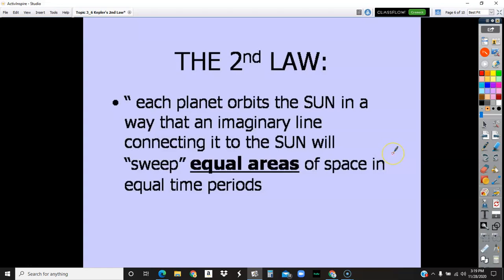All right, so this is Kepler's law in terms of what he put it in terms of, and then I'm going to put it in easier terms. It was called the equal areas law. And so what he said was each planet orbits the sun in a way that an imaginary line connecting it to the sun will sweep or cover equal area of space in an equal time period. And so what Kepler was saying, every month, right, we have 12 months in a year, every month the Earth has to sweep or cover the same amount of area of space.